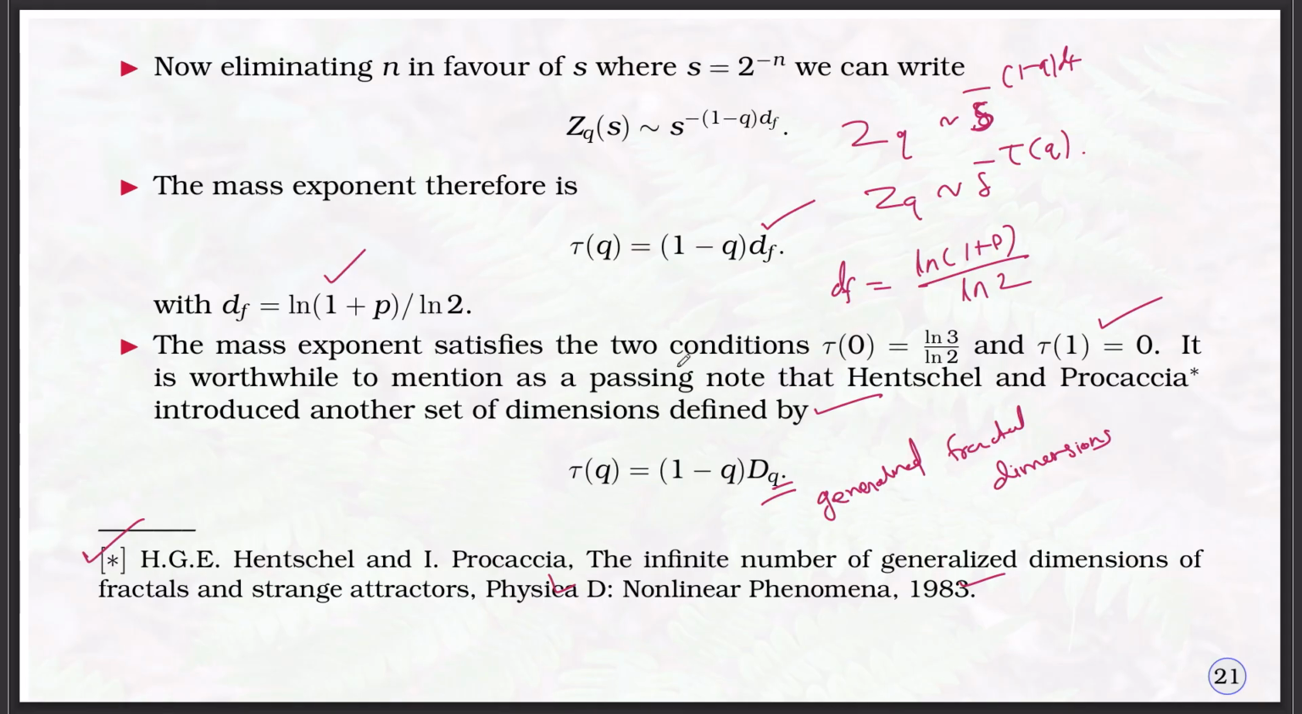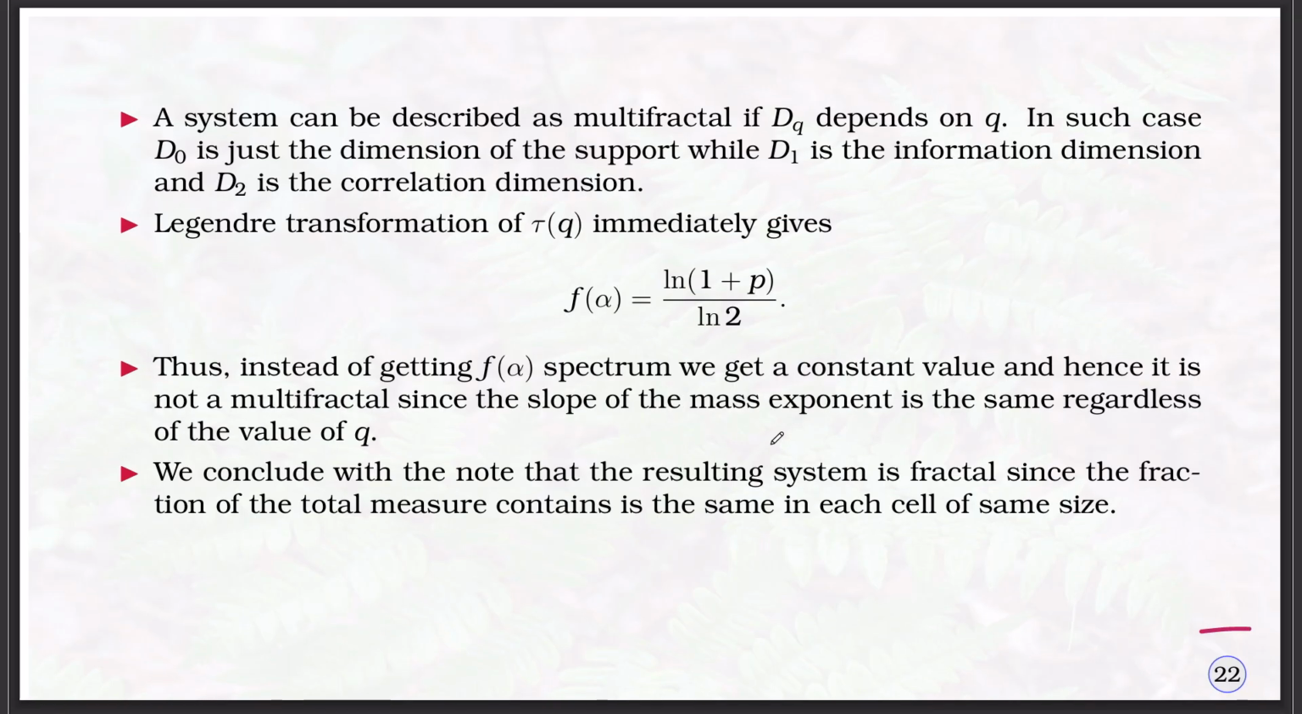Now take the Legendre transform of this tau q, then we will get f of alpha. Before that, a system can be described as multifractal if Dq depends on q. In such cases, D naught is just the dimension of the support, that means the fractal dimension. D1 gives the information dimension and D2 gives the correlation dimension. Therefore, we call Dq the generalized fractal dimensions, or generalized dimensions in the plural form.